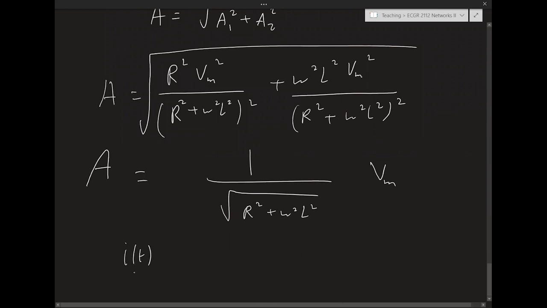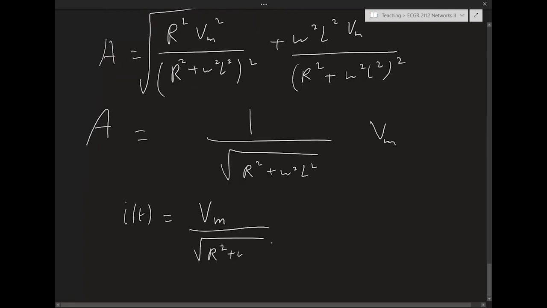Remember, this is the response due to the forced voltage source, the forcing function applied to the circuit. It's going to look like this: the magnitude of the forcing function over the square root of R squared plus omega squared L squared, times cosine of omega t plus phi, where phi is minus tan inverse of omega L over R.